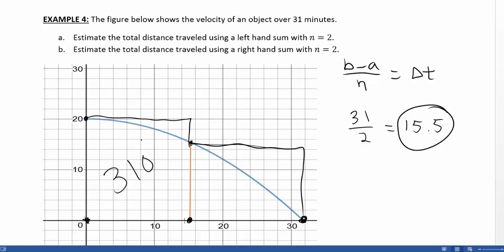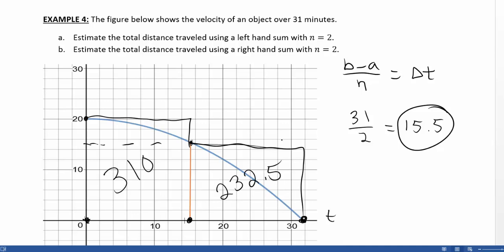Now for my second rectangle, my height is going to be based on the value I get when my independent value, which we'll call t here, was 15.5. So if I approximate the height here, I'm going to go back over here to the y-axis, I'm going to say that that's roughly 15. So 15 units high and 15.5 units wide. I multiply those together and I get 232.5 for my second rectangle.